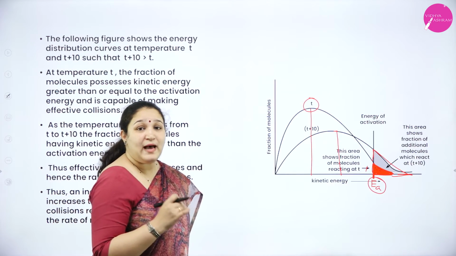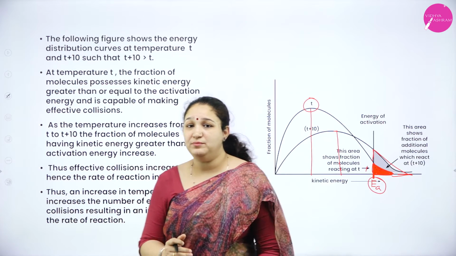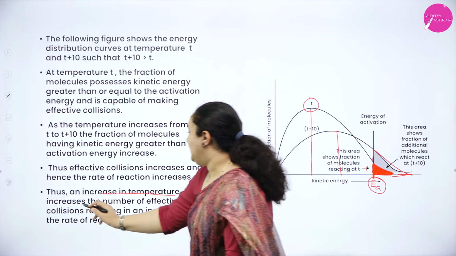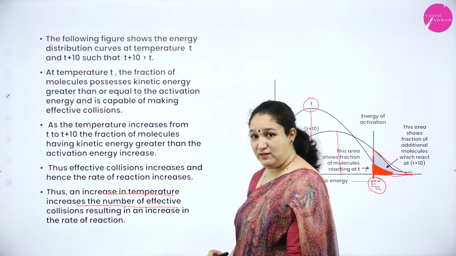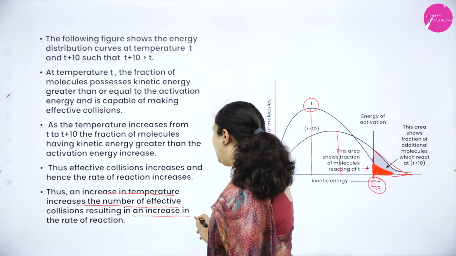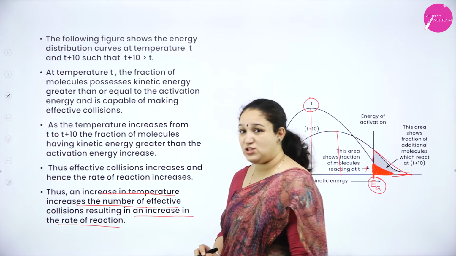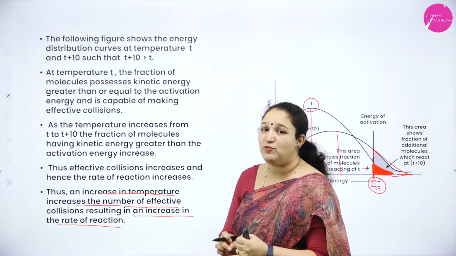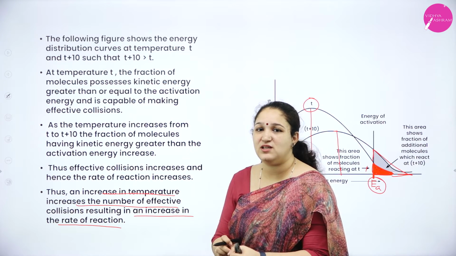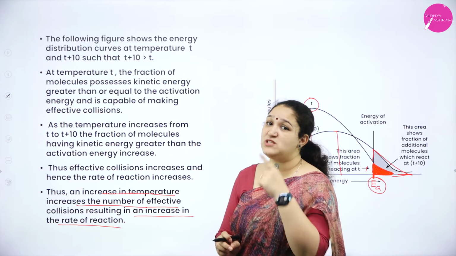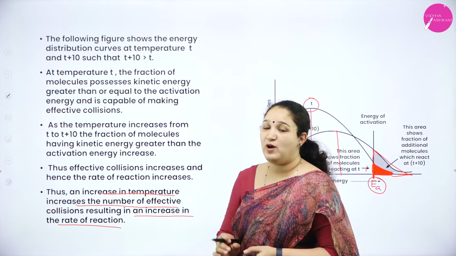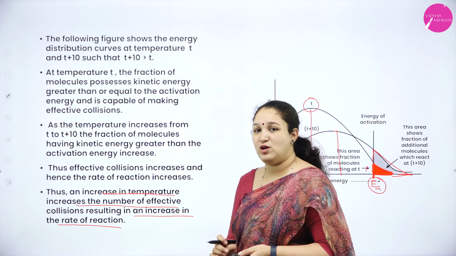Thus, what happens when we increase the temperature? An increase in temperature increases the number of effective collisions, resulting in an increase in the rate of the reaction. Why do the effective collisions increase? Because the number of molecules having activation energy increases, that is almost doubled with a 10-degree rise in temperature. So I hope you have understood the entire concept.